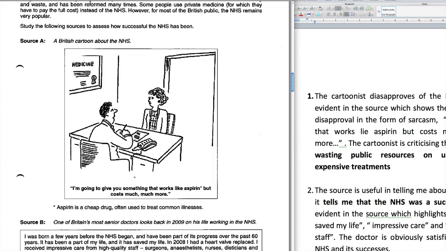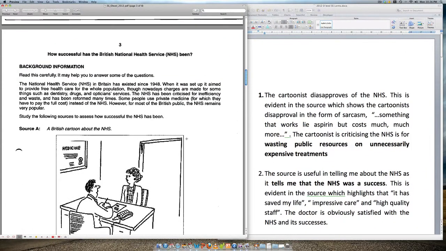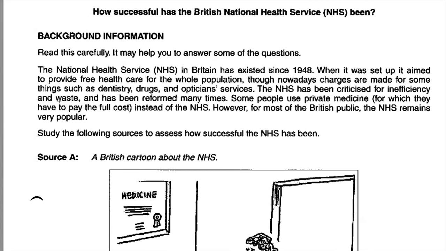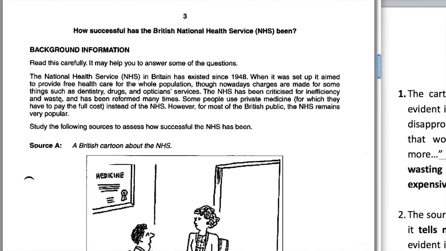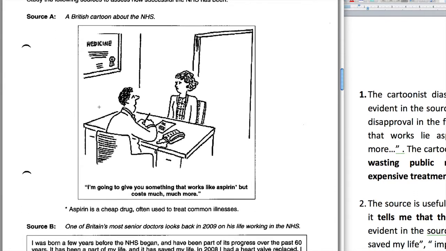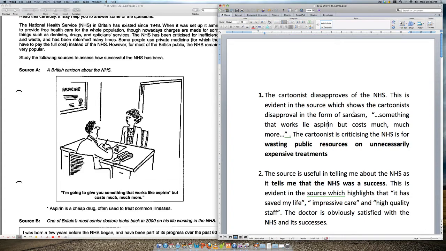So what we're trying to look at here, in order to understand this picture, is to look at the source. Now, the NHS has been criticized for inefficiency and waste. Okay, so that part of the background information should give you a clue as to how the cartoonist is actually criticizing the NHS.